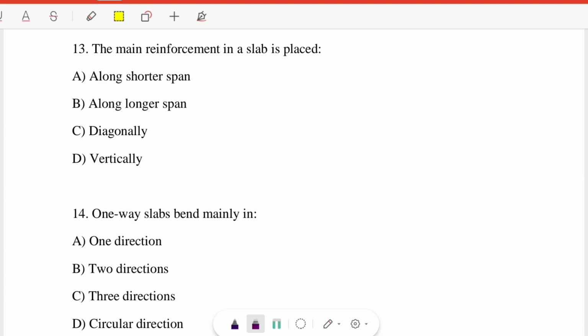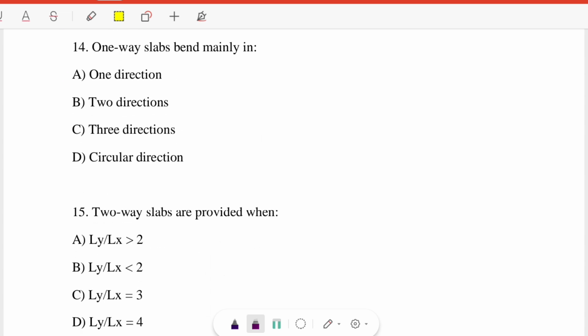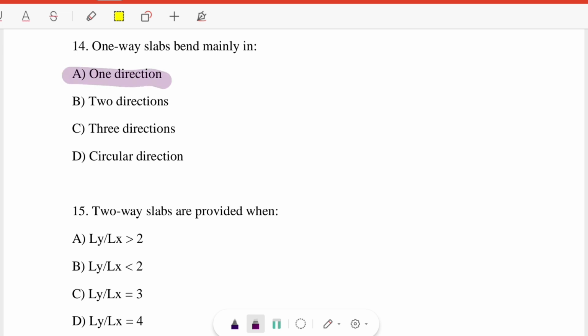Next question, the main reinforcement in the slab is placed option A along shorter span, option B along longer span, option C diagonally, option D vertically. The correct answer is option A along the shorter span. Next question, one-way slab bends mainly in option A one direction, option B two direction, option C three direction, option D circular direction. The correct answer is option A in one direction.